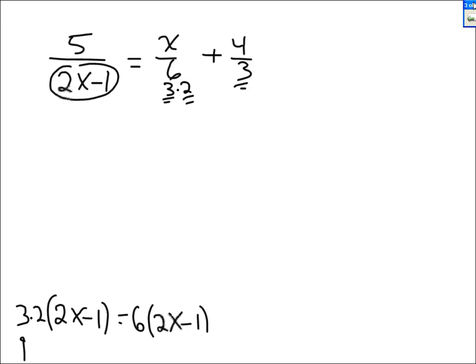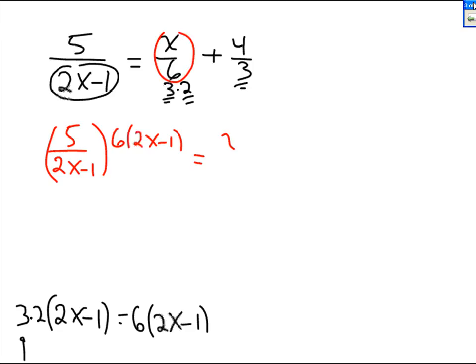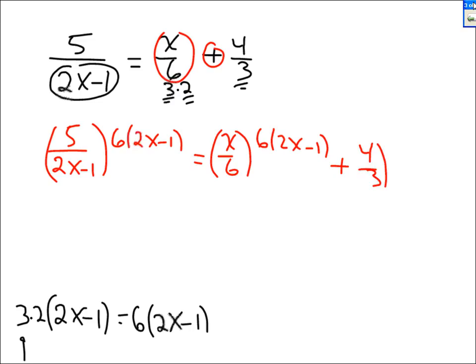So I'm going to denote that I'm taking each term. I'm taking the first term, and I am multiplying it by 6 times 2x minus 1. And this is going to equal the second term, times 6 times 2x minus 1, plus, now I'm going to take the third term, 4/3, and denote that I'm multiplying it by 6 times 2x minus 1. And I get what I get. The 2x minus 1's cancel out, and I'm left with 5 times 6, or 30.